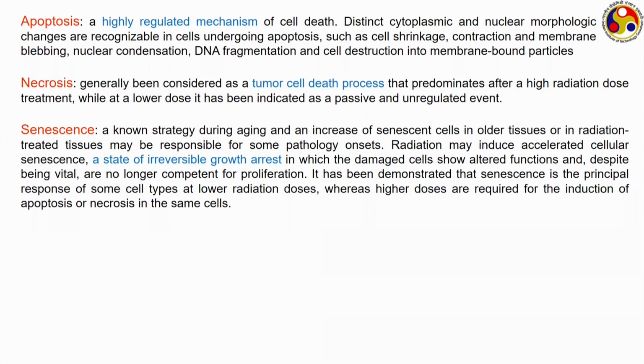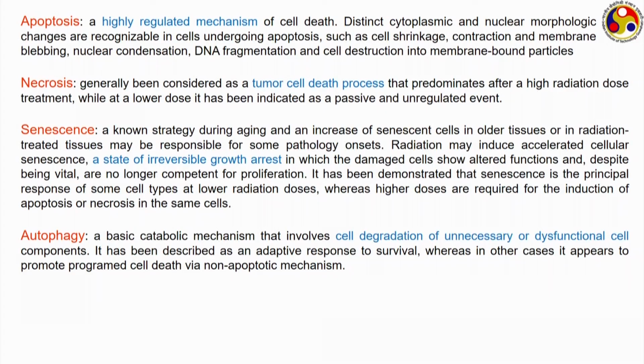It has been demonstrated that senescence is the principal response of some cell types at lower radiation doses, whereas at higher doses they may lead to apoptosis or in certain cases necrosis. So, these three are the primary types of cell killing mechanism that you can find when a cell is subjected to radiation. Apoptosis is the most common one, necrosis can also be found, but when the radiation dose is low, then the most common one that you will find is senescence. But when the dose is high, it is more likely to be apoptosis or in certain cases necrosis.